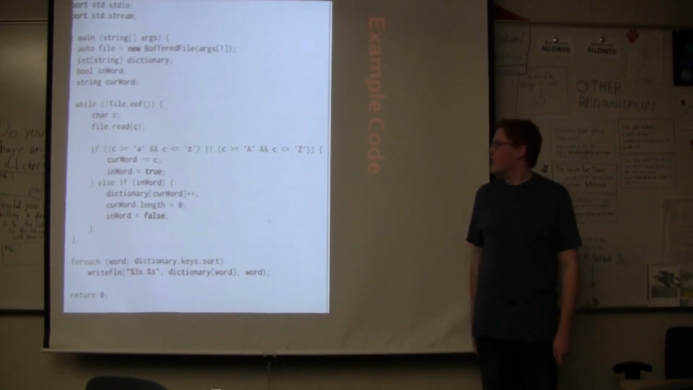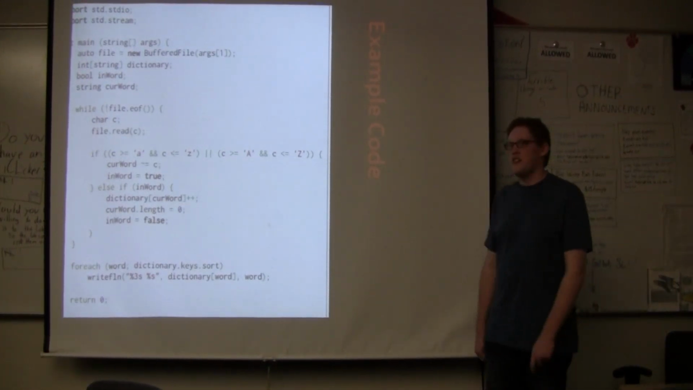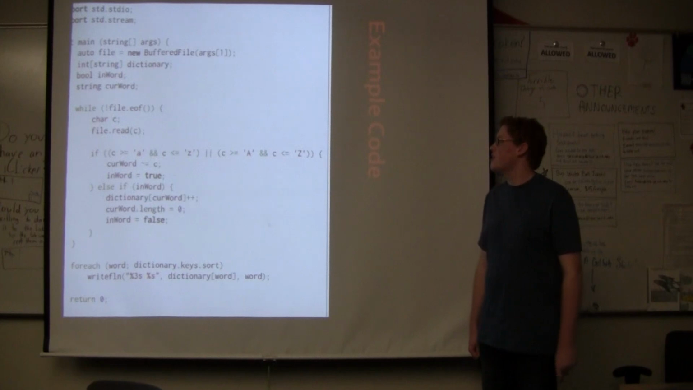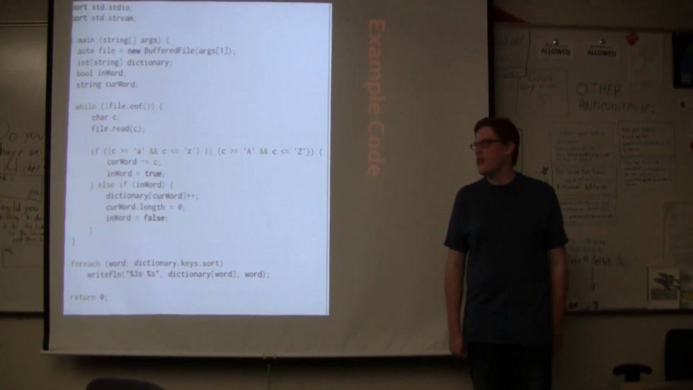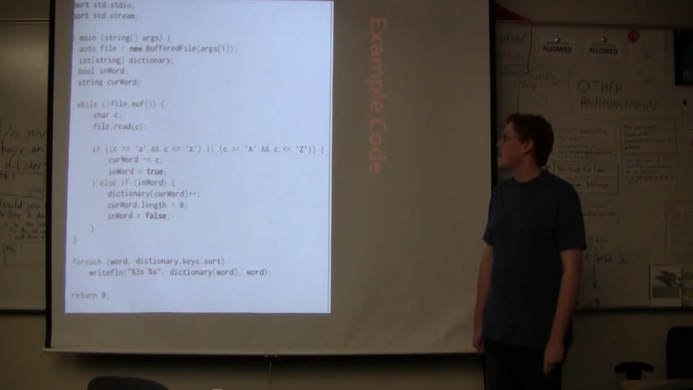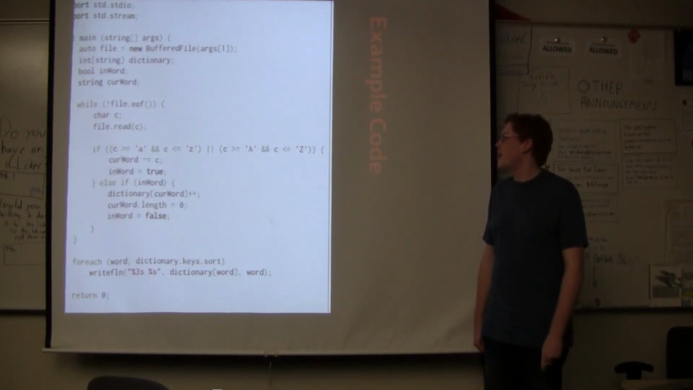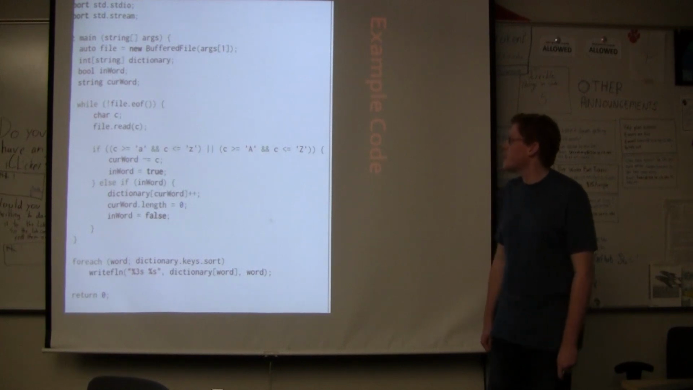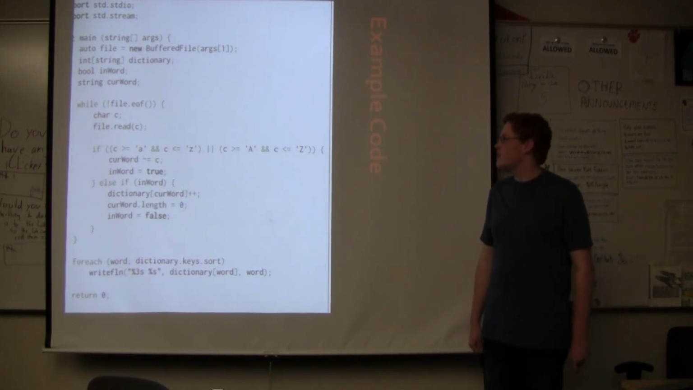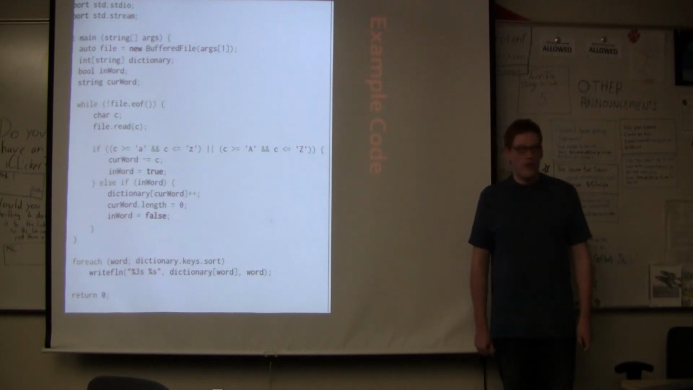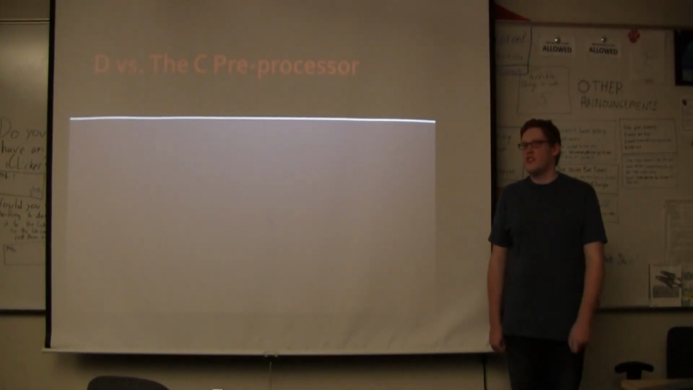So what does it look like? Well, it looks something like this. This is an example program I created that just goes through a file and counts the occurrences of each word that it sees. And if you look, it looks a lot like C, C++, or Java. In the next few slides, I'll be going over just a few features and comparing it to those languages. So first up, D versus the C preprocessor.